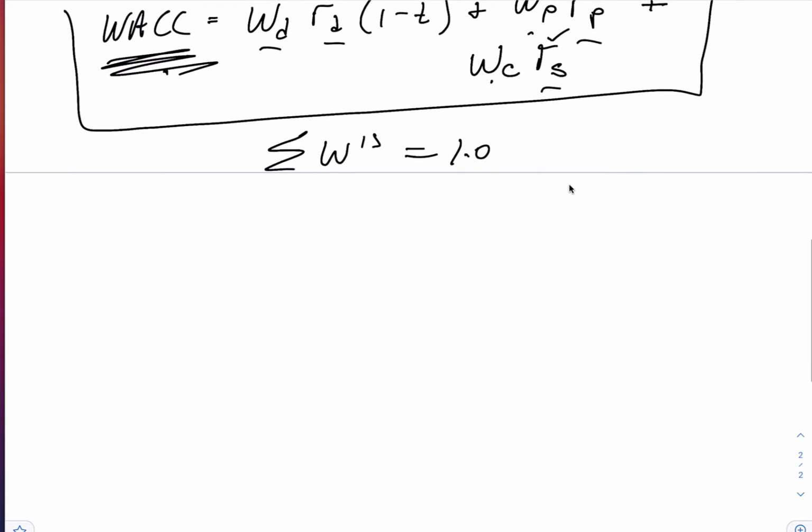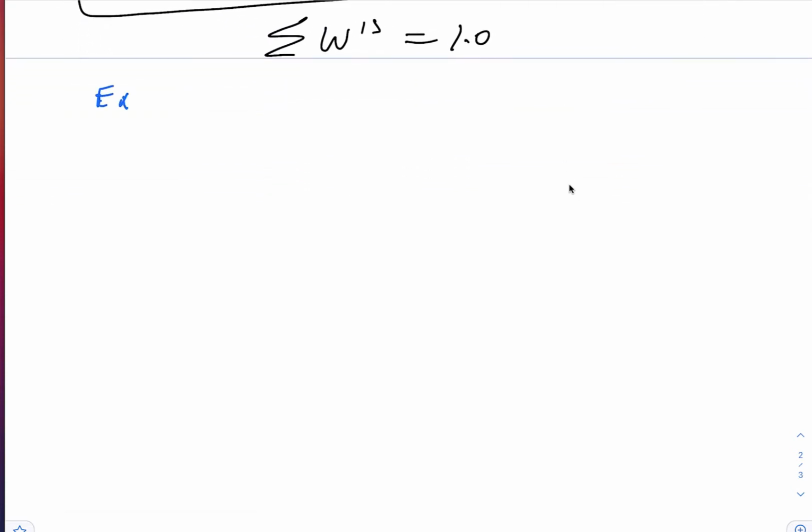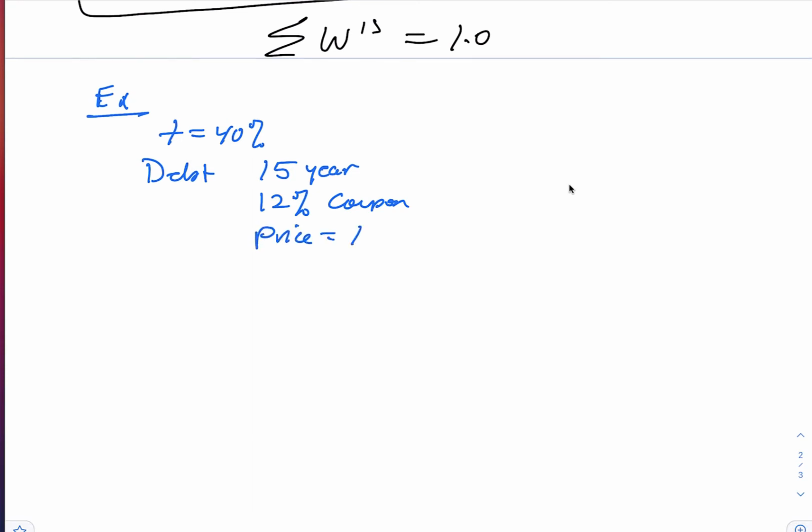So here's the information. Let's say T is 40%. That's the tax rate. Debt is 15-year debt maturity, 12% coupon, and that's a 12% per year coupon. The price of the bonds is $1,153.72, because you can get that right off of an exchange, for example, a bond exchange, or off the internet, and you always know what the price of your bonds are, so that's no mystery. And we're going to use this to calculate RD.